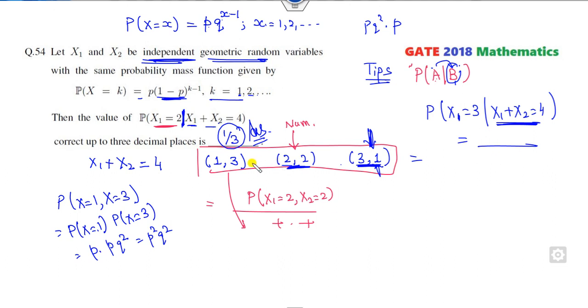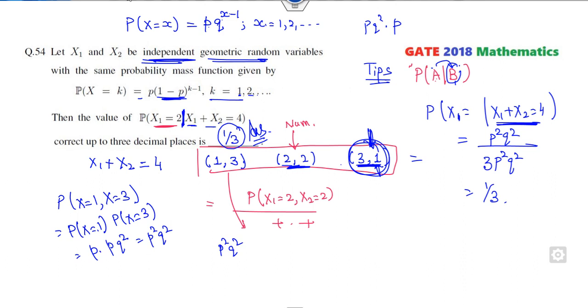The denominator is p squared q squared for each, so the addition will be 3 p squared q squared. The numerator is p squared q squared. So again the right answer is 1/3.